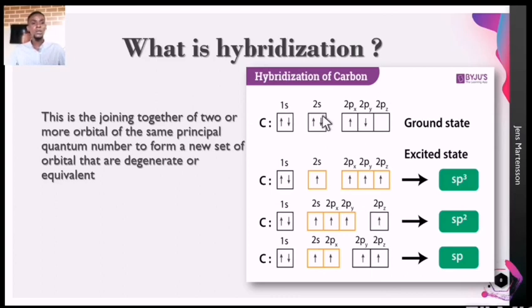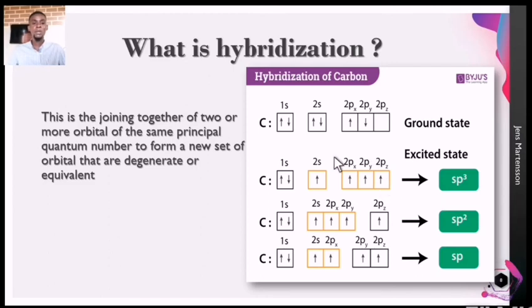We have 1s. 1s is not conversant with the energy level 2. So there will be no jumping or excitement from 1 to 2. They are not of the same level. So now since 2 has an empty space over here, from 2s there's an excitement of 1 electron to 2p. So that is excitation.